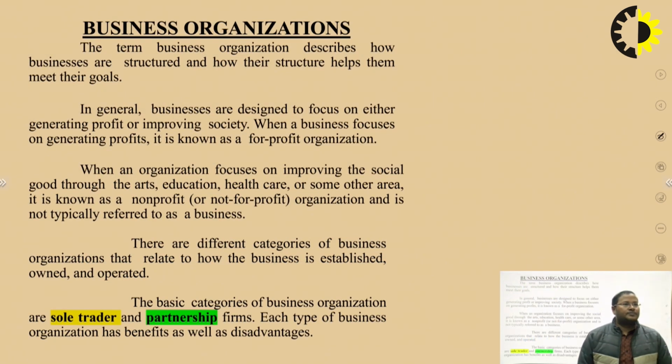Business organization. The term business organization describes how businesses are structured and how their structure helps them meet their goals. In general, businesses are designed to focus on either generating profit or improving society. When a business focuses on generating profit, it is known as a for-profit organization.